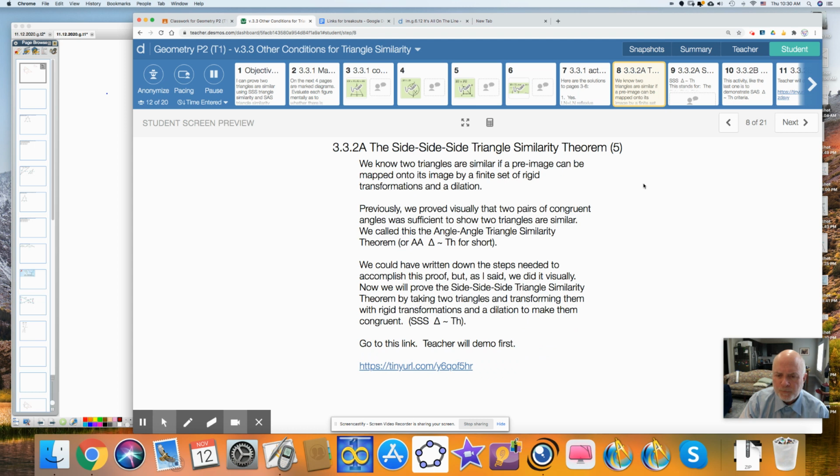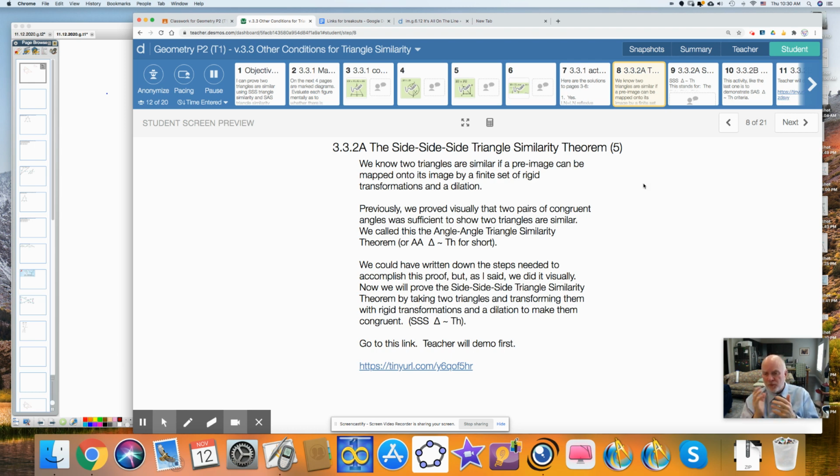Now, we're going to explore the side triangle similarities theorem. We know that two triangles are similar if the pre-image can be mapped to the image with a finite set of rigid transformations and a dilation.